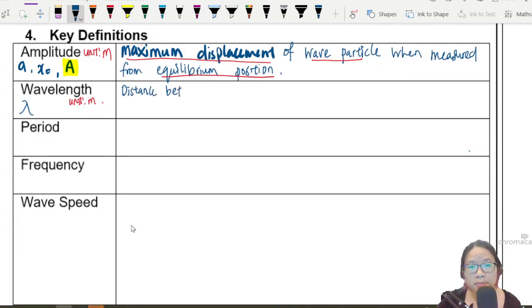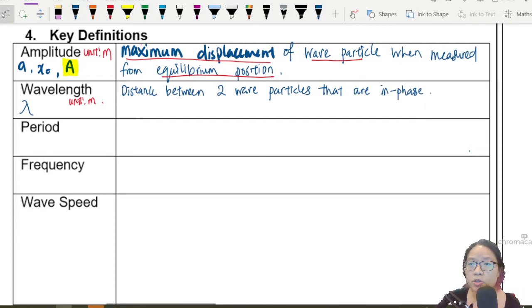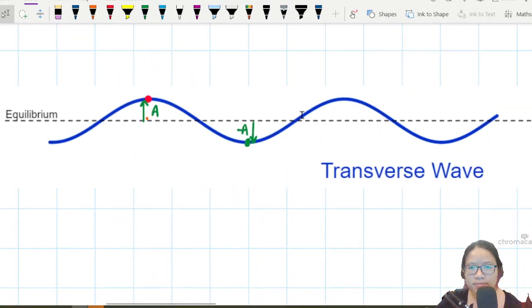So if you think about the simulation just now, it is the distance between two wave particles that are in phase. So in phase is a special term to define two wave particles that are moving together. Okay, but then you realize that if you think about it, these two wave particles have to be one after the other. Because if I look at this one, let's say for example, I continue this transverse wave story.